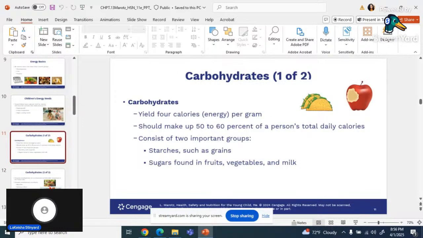Carbohydrates yield 4 calories per gram and should make up 50 to 60% of a person's total daily calories. They consist of two important groups: your starches, which are your grains, and your sugars, found in your fruits, your vegetables, and your milk.